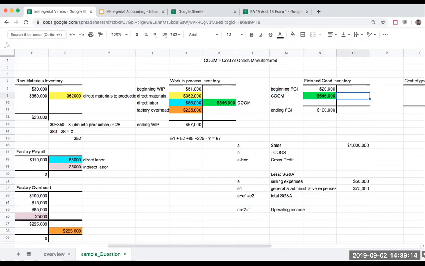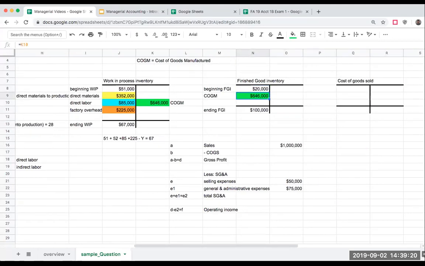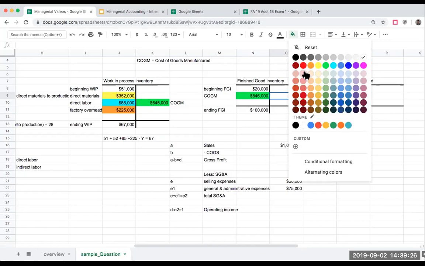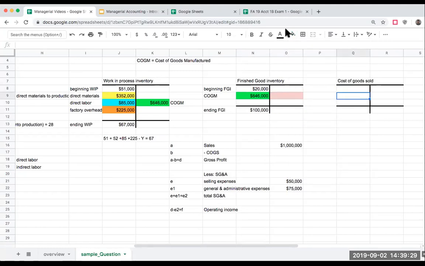The next thing I need to figure out is, that was my cost of goods manufactured, now what is my cost of goods sold? If I look here, 20 plus 646 equal 100? The answer is no. So what I need to figure out is what I'm putting over to my cost of goods sold. It's going to be 20 plus 646 minus z equals 100. So 20 plus 646 minus 566 gives me $100,000, which is my ending balance.